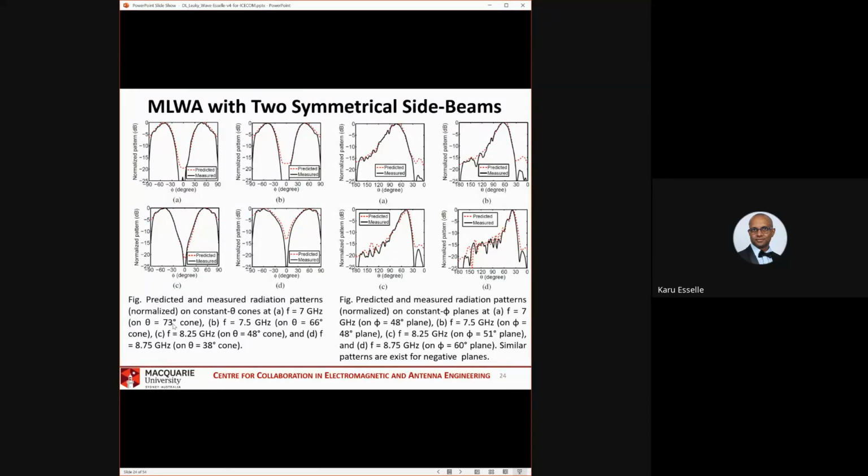And the main beam is theta. And the main beam phi value you can find from this graph. At the other end, the high frequency end, the main beam theta is 38 degrees. So we make a constant theta cut, a cone, and then from that you can find the phi value of the main beam.